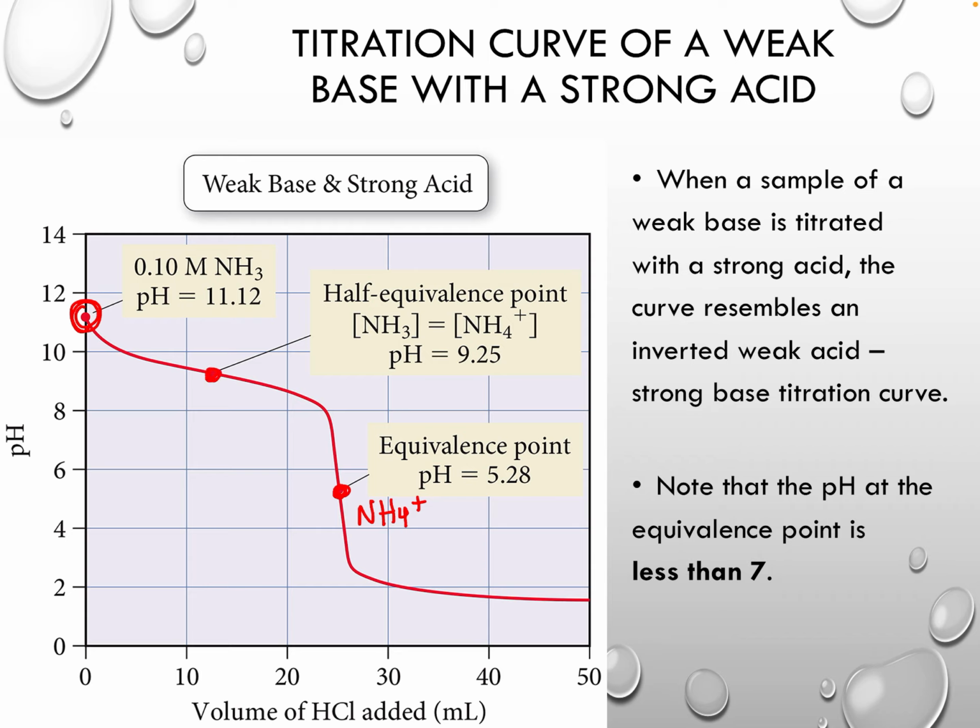We still have the halfway to the equivalence point where the pH will be equal to the pKa. Just remember, it's always going to be equal to pKa. And so if you're given Kb, you'd need to calculate Ka and then pKa in order to be able to do that.